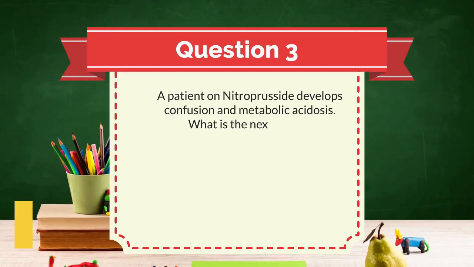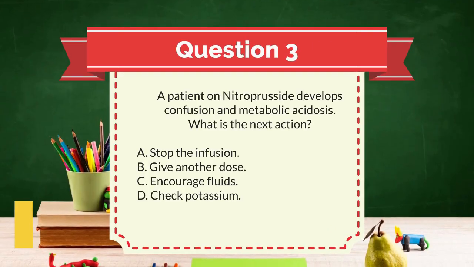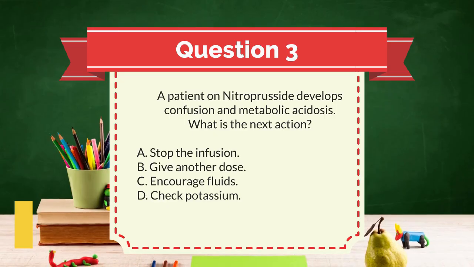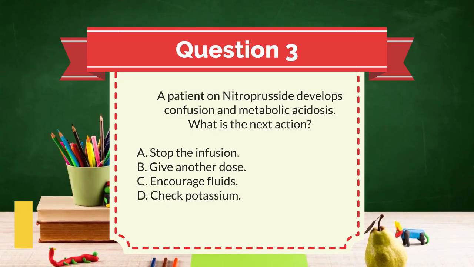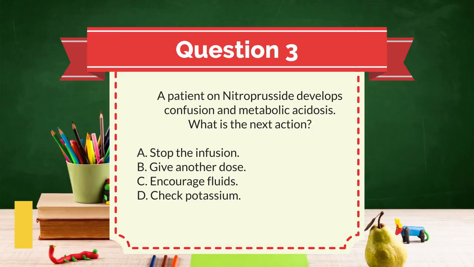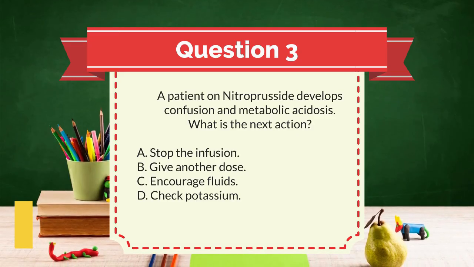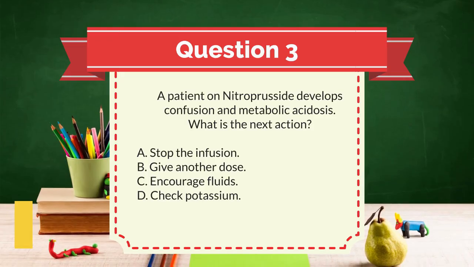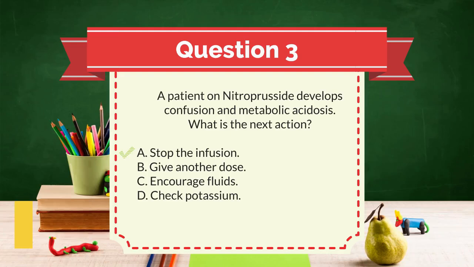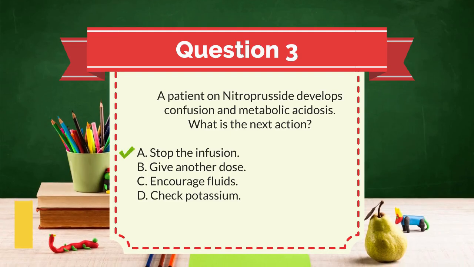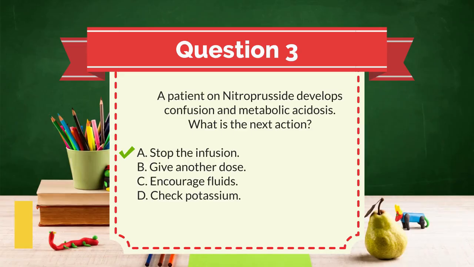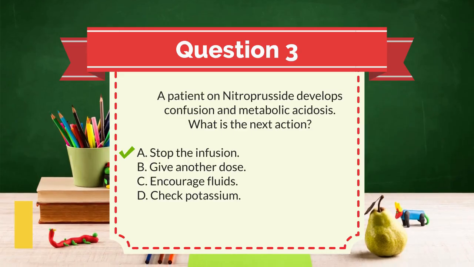Question 3. A patient on nitroprusside develops confusion and metabolic acidosis. Next action. A, stop the infusion. B, give another dose. C, encourage fluids. D, check potassium. Answer, A, these are signs of cyanide toxicity. So, when you see confusion and acidosis together, stop and think toxicity.